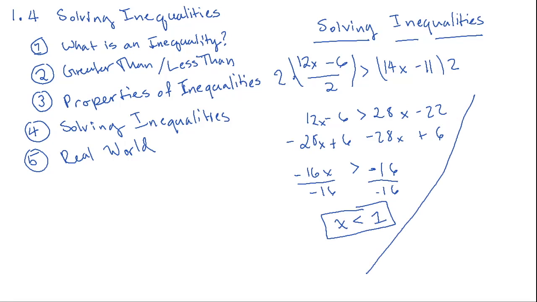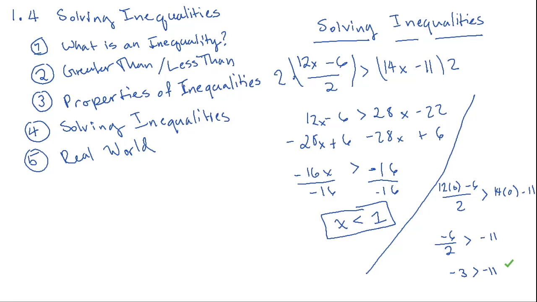So if I have x is 0, plugging back into the original equation, I'd have 12 times 0 minus 6 over 2 is greater than 14 times 0 minus 11. And let's see if this works out. 12 times 0 is 0, so you'd have negative 6 over 2 is greater than 14 times 0 is 0, so you'd have negative 11. And you can see negative 6 divided by 2 is negative 3. This obviously checks out. Negative 3 is indeed bigger than negative 11.